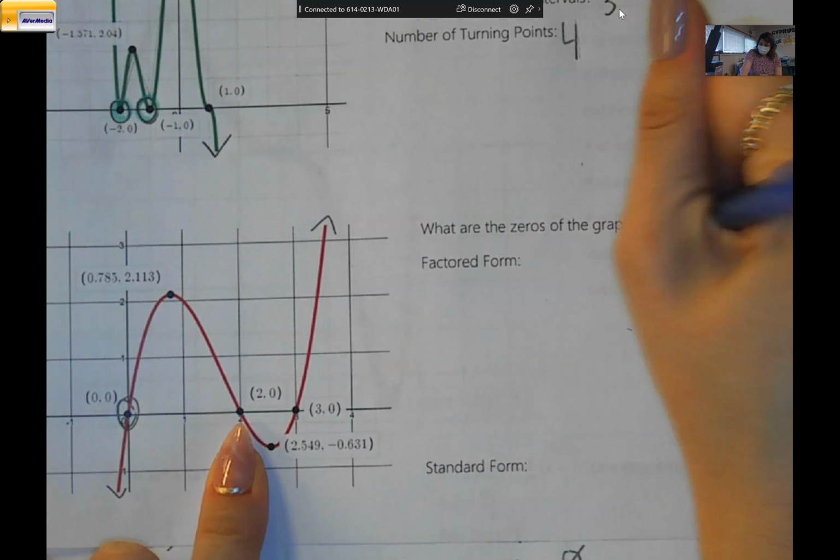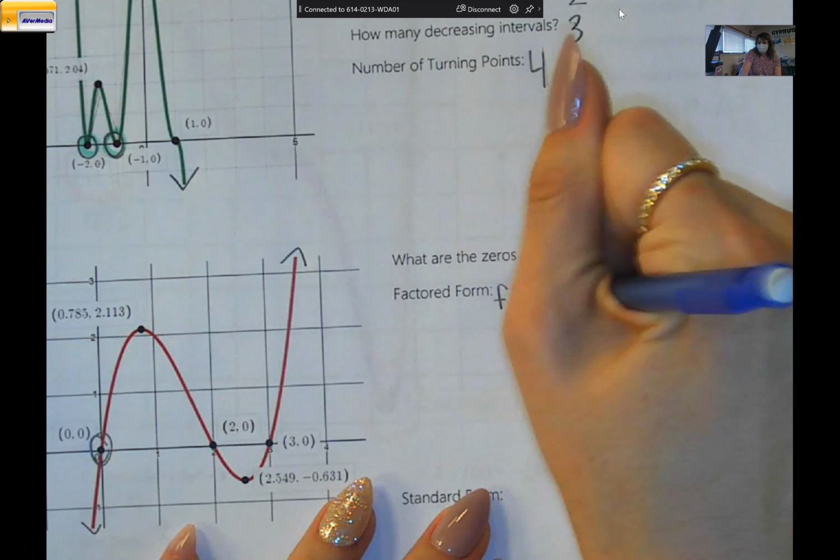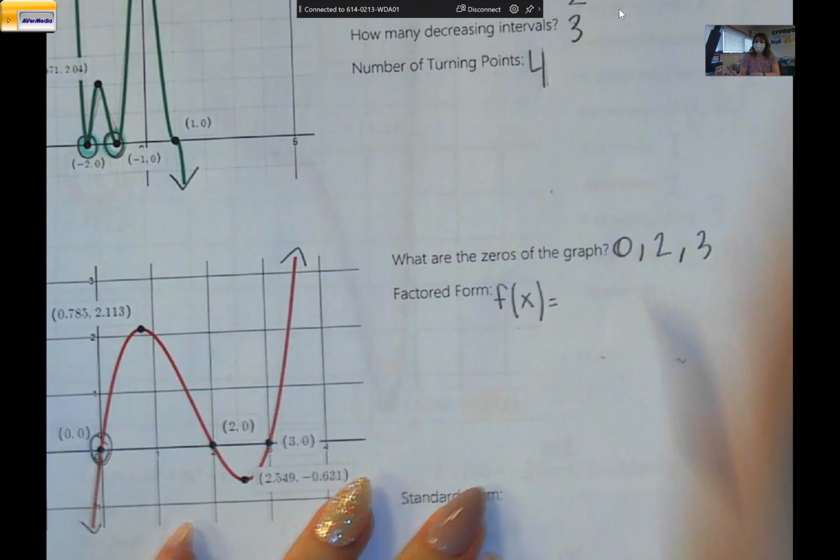Okay, now it wants you to write this in factored form. So in order to do that, we use these zeros as our guide. So if we have a solution of 0, what that means is that x equals 0. So this factor is just x. So the variable that goes with 0 is x. Okay, parenthesis. This guy is x equals 2.